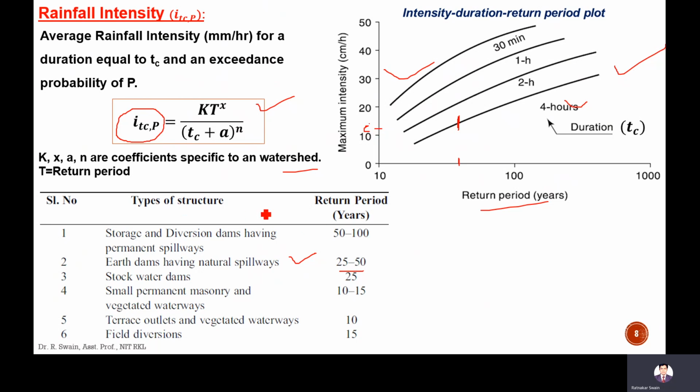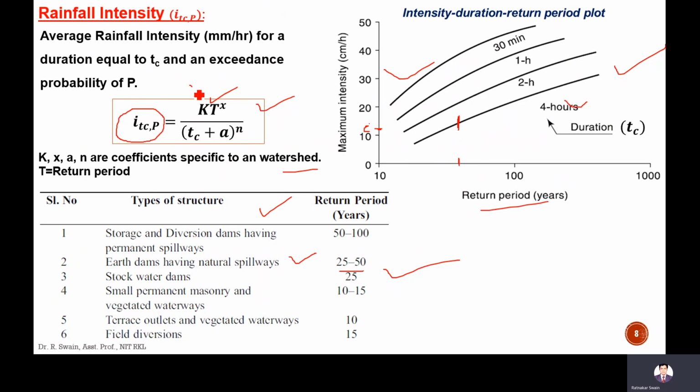In this table, the return period of various structures is given. Diversion dam, like barrage dams, is 50 to 100. Earthen dam is 25 to 50. Stock water dams, small permanent masonry, is 10 to 15. For different types of structure, the return period is different. So if you know the return period, T, and the duration of rainfall, we can determine the maximum intensity from this plot.